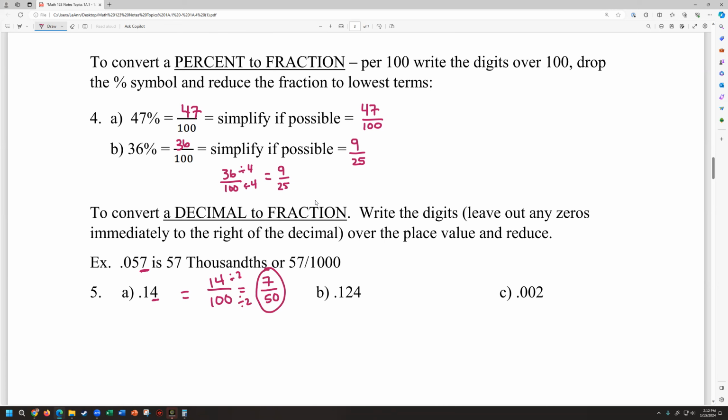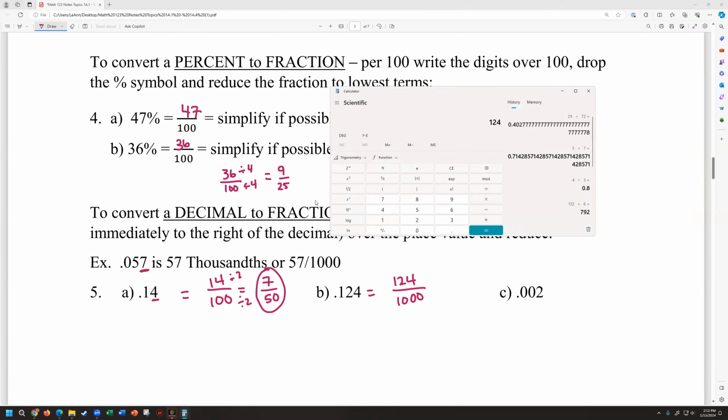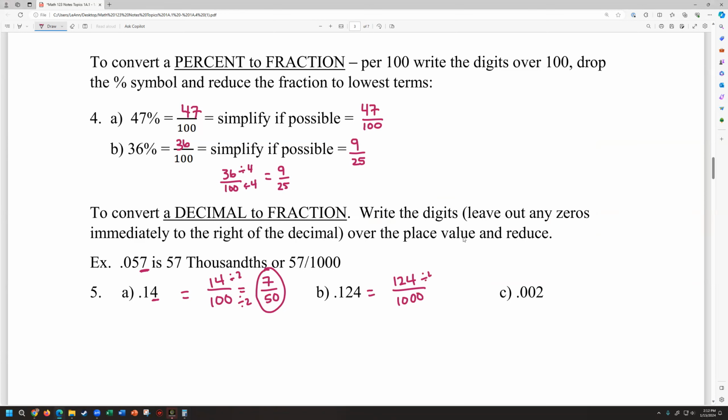Okay. This is in the 10th, 100th, 1,000th place value. So I'm going to put 124 over 1,000. And this looks like it would reduce. Let's see, 124, I think is divisible by 4. Yeah, if we divide both of these by 4, let's see if that gets it reduced. So 124 divided by 4 is 31. 1,000 divided by 4 is 250. So 31 over 250 is as far as that reduces.